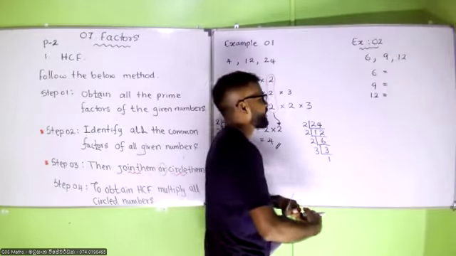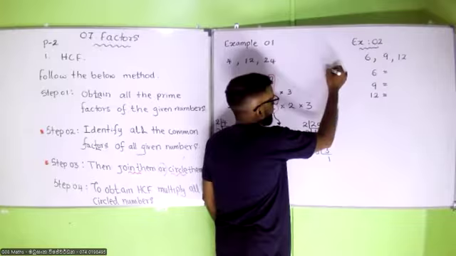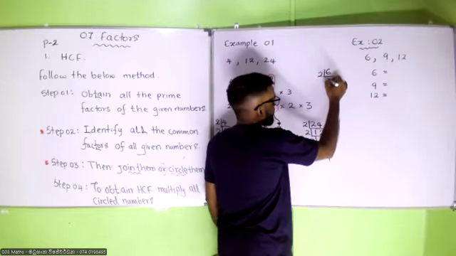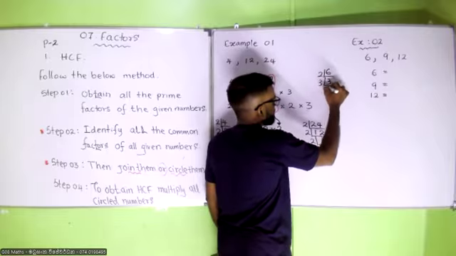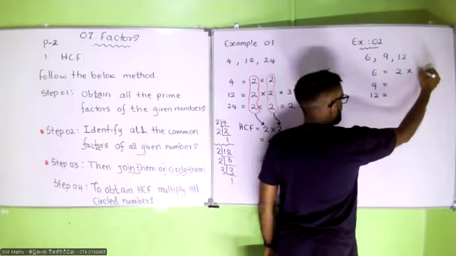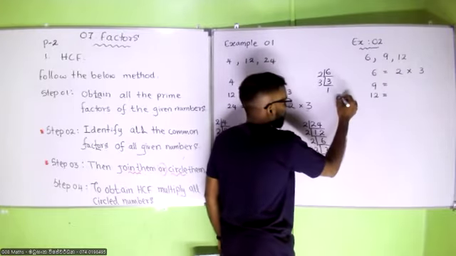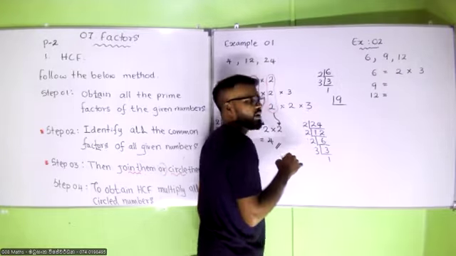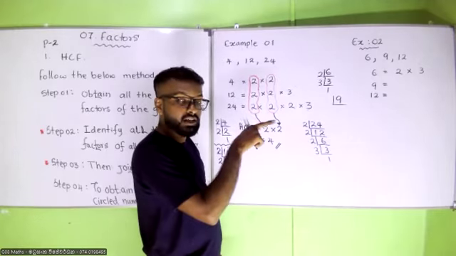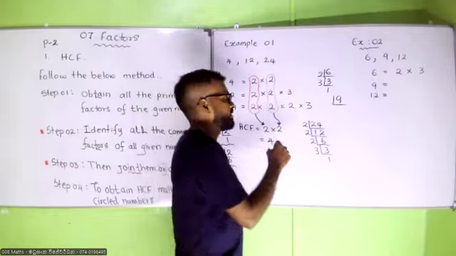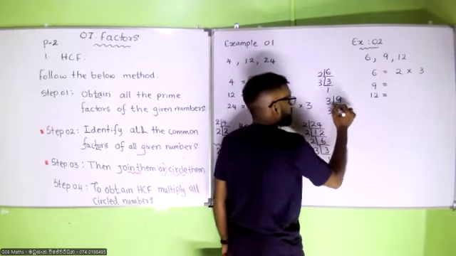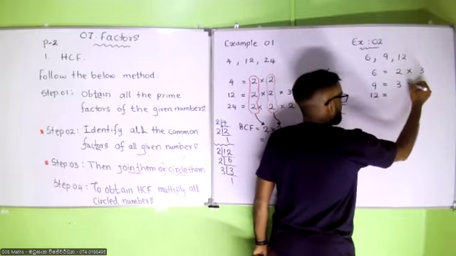Okay. So focus on the board. 6. We can represent 6 as the product of prime factors, 2 times 3 and 3 times 1. So 6 can be represented as 2 times 3. Alright, 9. We cannot divide 9 by 2. So we have to use the other smallest prime factor, which is 3. 3 times 3 and 3 times 1. So 9 can be represented as 3 times 3.